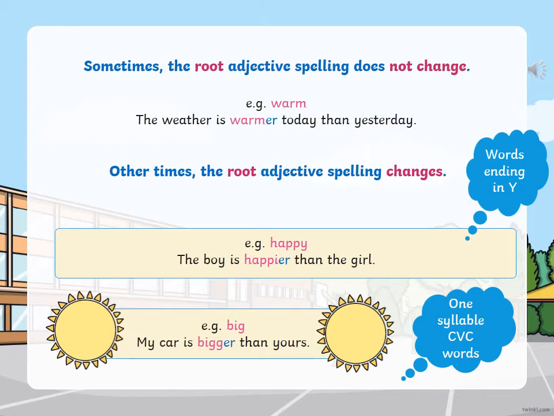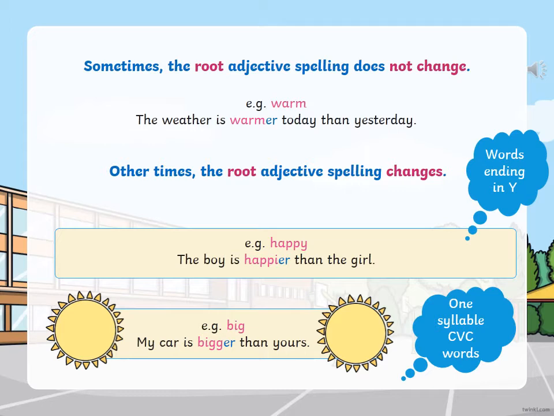Sometimes the root adjective spelling must change. This is the case when I have an adjective that ends in a y. Before I add the er, I must change the y into an i and then add er, as in the example in front of you. The boy is happier than the girl. If you can see, the y is no longer a y, it's changed into an i.